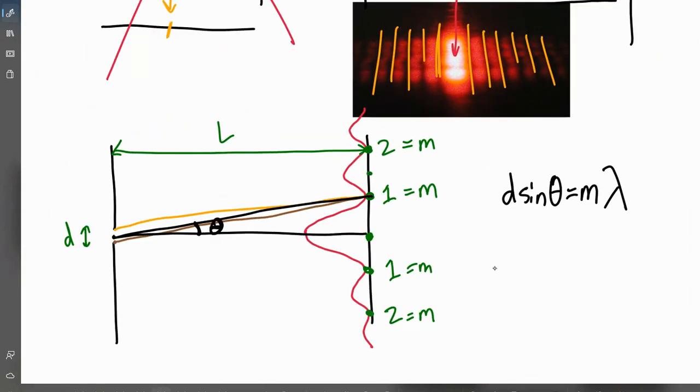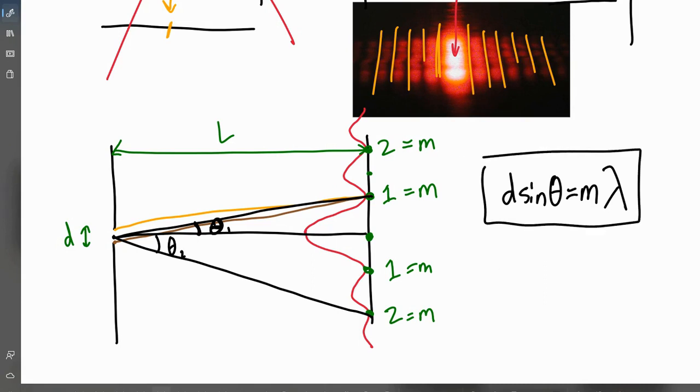So, right, if we were to go the other way, if we were to go to the second order one, that theta would be bigger than theta for the first order, by about twice as much. But this is the equation that they end up spitting out at you, and that's what's on the equation sheet.